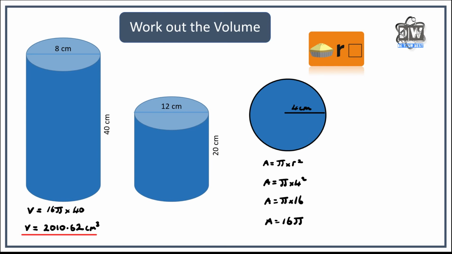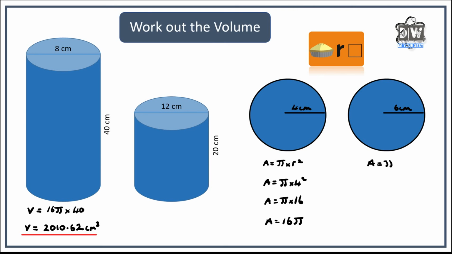Here we go, it's time for this one now. On this one, yeah, it's different, isn't it? The diameter is 12, so the radius will be 6. We use that formula again. Area is pi times r squared. What is r in our situation right now? It's 6, so it's pi times 6 squared. 6 times 6 is 36, so it's pi times 36, which gives us 36 pi.